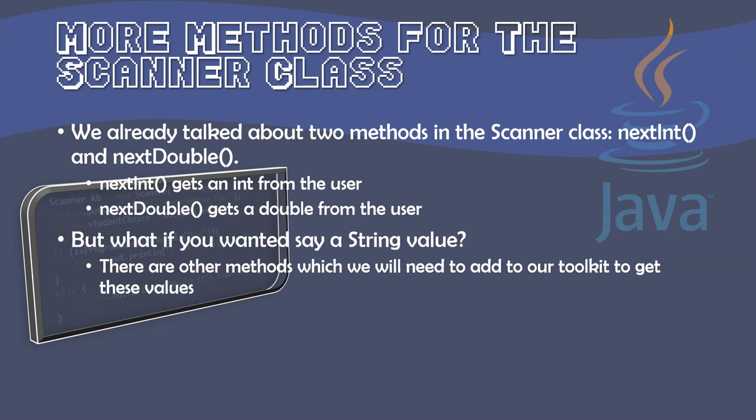So let's say we want to get a string value. We want them to type in, let's say, their name. Well, we are going to need additional methods in our toolkit to be able to do those sorts of things. If we don't have strings, well, obviously we're missing out on values that we can use.